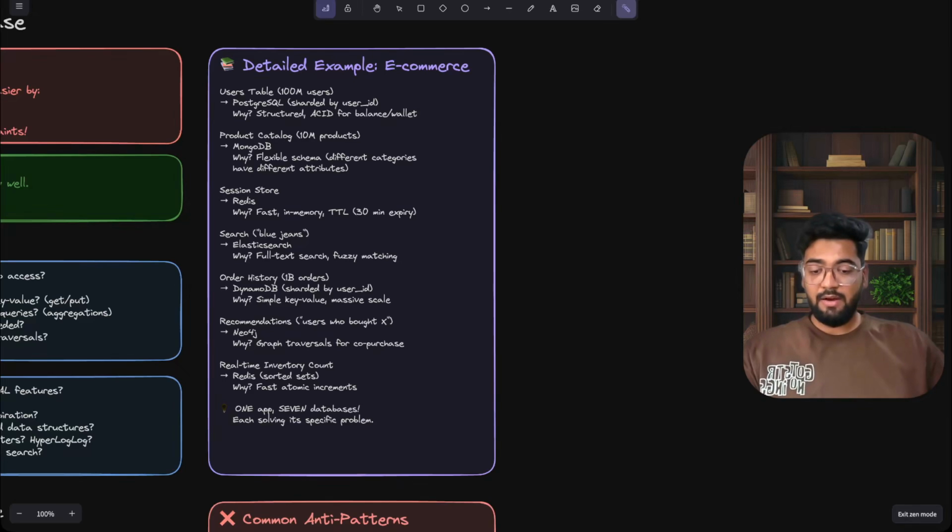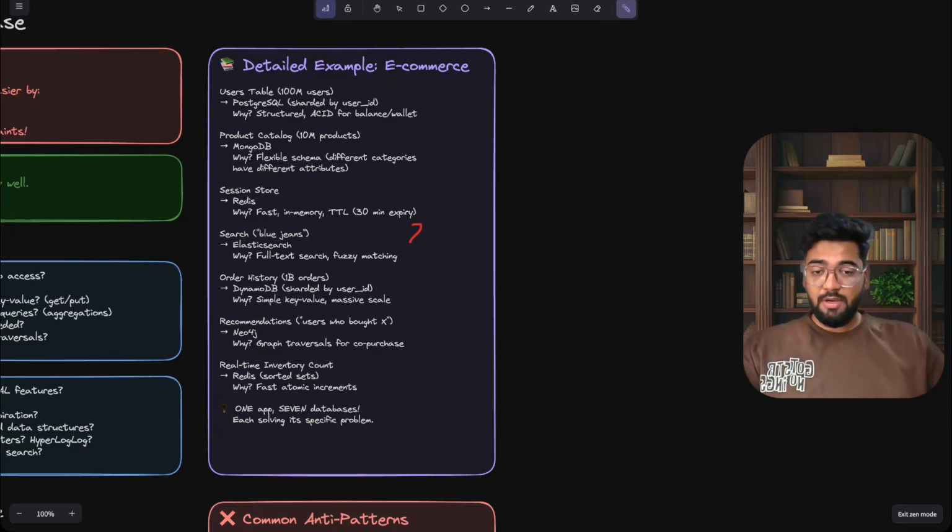Or we can have something called the session store. In this case, we'll have Redis. Why? Because it is fast. It has the data in memory, and it has something called TTL, which is time to live, in which we can set the expiry of that data. So here we can have some time allocated before the expiry.